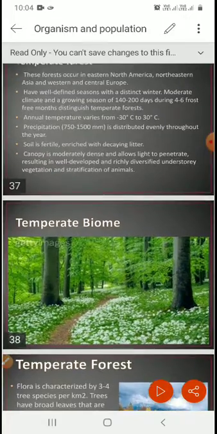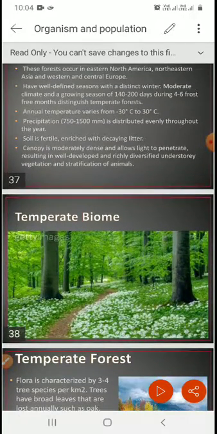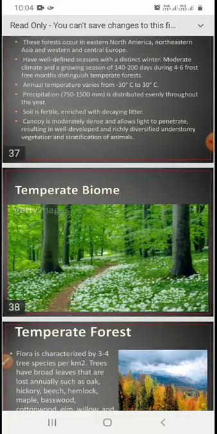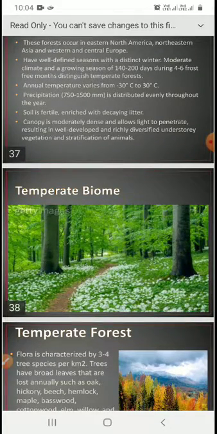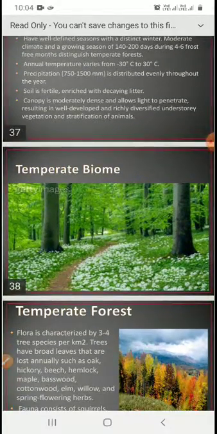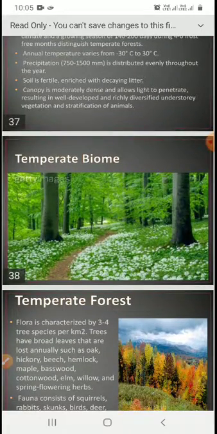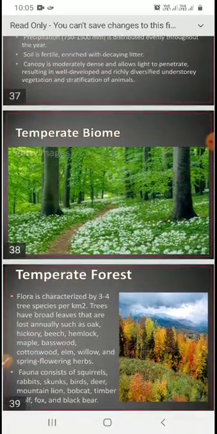They have well-defined seasons with a distinct winter, a moderate climate, and a growing season of 140 to 200 days, with 4 to 6 months of distinguished temperature. Annual temperature varies from minus 30 degrees Celsius to plus 30 degrees Celsius. Precipitation is distributed evenly throughout the year. Soil is fertile, enriched with decaying litter. The canopy is moderately dense and allows light to penetrate, resulting in well-developed and richly diversified understory vegetation and stratification of animals.